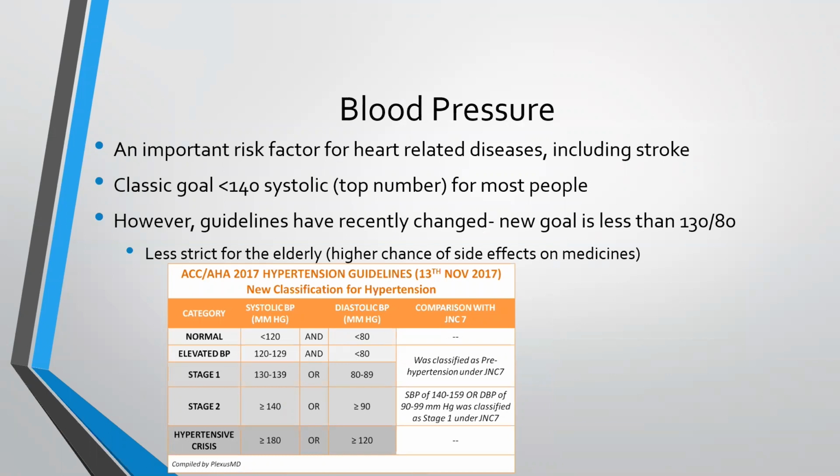Blood pressure is something I deal with every single day as well. An important risk factor for heart disease, including stroke. The classic goal was less than 140 systolic, or top number, but we changed it to now less than 130 over 80. That was a couple of years ago now. That is less strict for people who are older, however. Once you get to 80, 85, 90, you don't benefit as much from having strict blood pressure control, and additionally it's more likely to make you pass out.